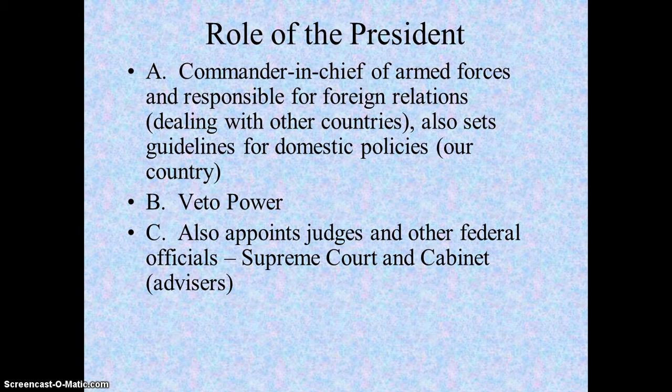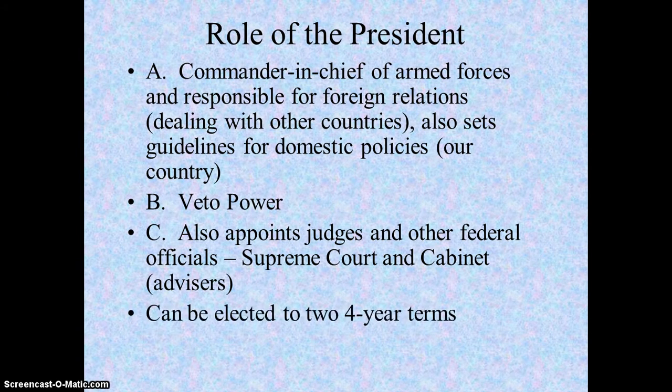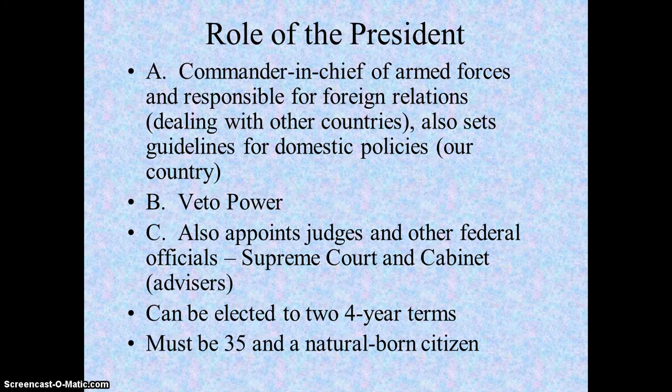The president is surrounded by cabinet members that help advise them on foreign relations and domestic problems. Can be elected to 2 4-year terms. And that didn't come into play until after FDR, Roosevelt, had served 4 terms as president. Must be 35 and a natural-born citizen.